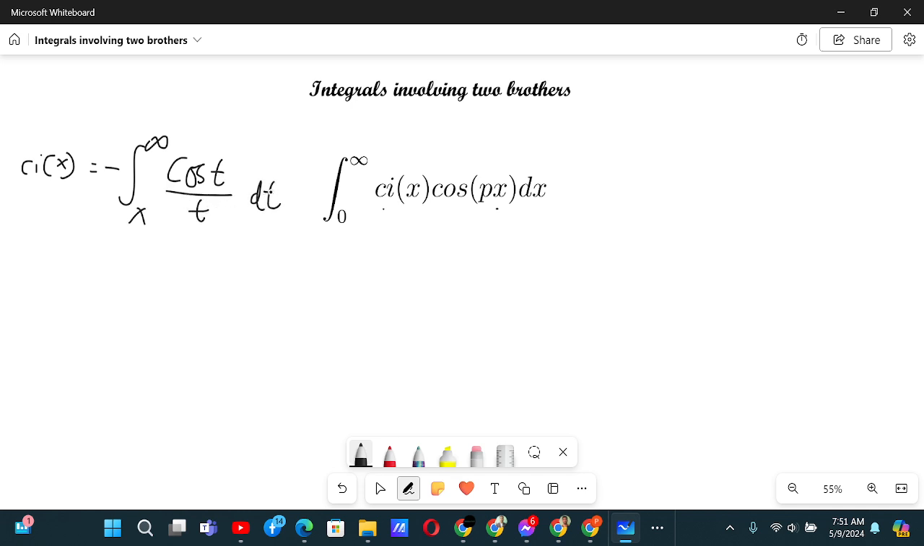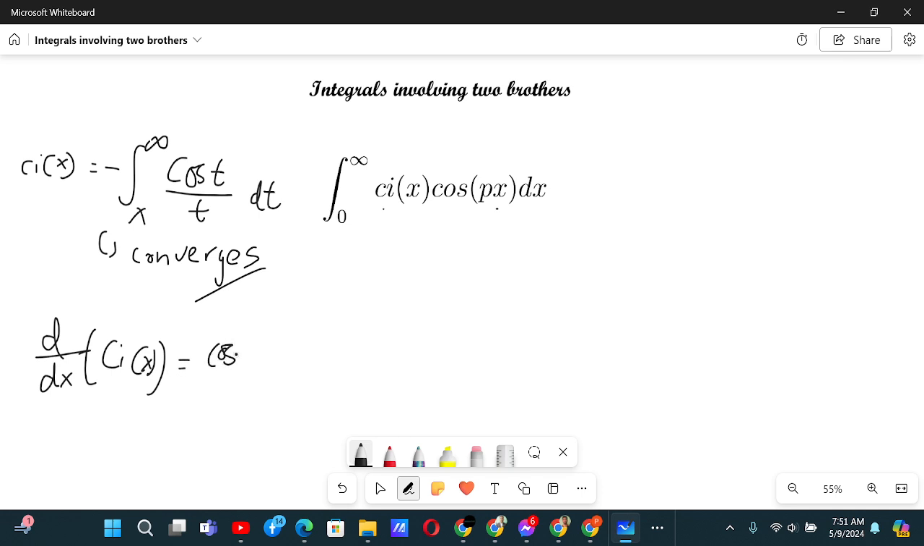Now this definition has been carefully made such that this integral also converges, and not just that, the derivative of the cosine integral function will just be cos x by x. So these two are the main criteria that would have been satisfied while making this definition, and so it will be easier for us to deal with. Now let's go to this integral.